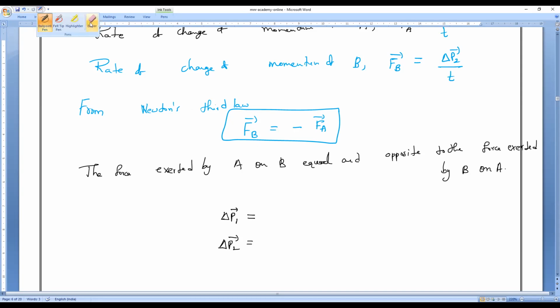Rate of change of momentum? Rate of change of momentum, I know, Mari. Rate of change of momentum means force. That is what I want. Change in momentum, not rate of change of momentum. Delta means it is a change in momentum. Am I right or wrong?